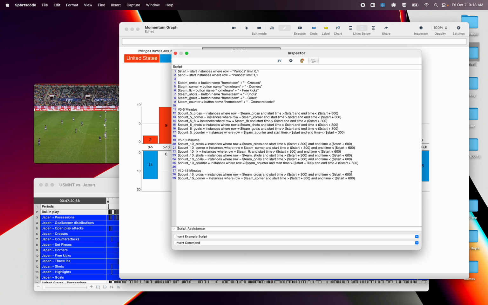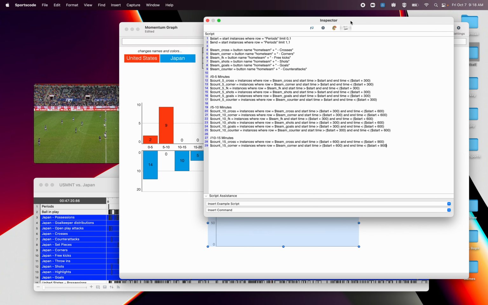Now the start time's at 10 minutes, so we're going to be starting time plus 600 seconds, and then 600 plus 300 is 900, so that's going to be 15 minutes. And as you can see, we're starting to get a pattern. So the end time of the 0 to 5 minutes is now the start time of 5 to 10, and the end time of 5 to 10 is now the start time of 10 to 15. And we just keep going like this until we get to 45.